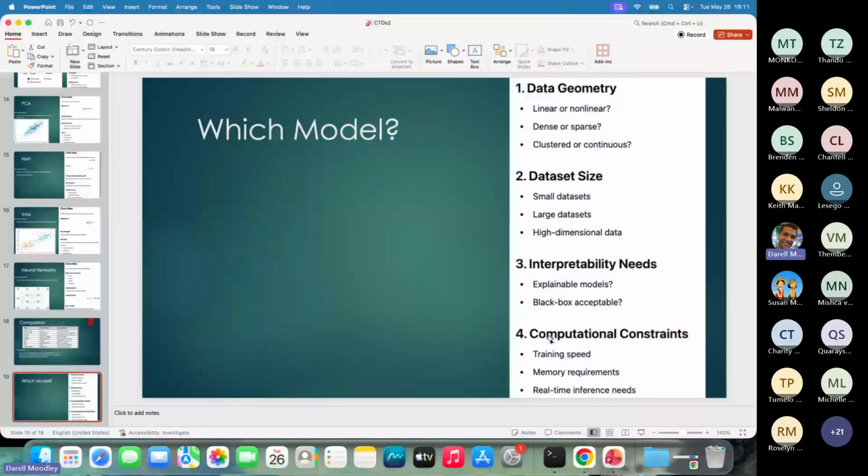And then computational constraints. Some models take up a lot more computational power than others. So depending on your computational resources, if you have availability to high computational resources, then you don't really have that restriction. But where you do, it is important to understand which models fall in those categories. So you can use these four as a guideline because these are generally the guidelines on how to determine which model.